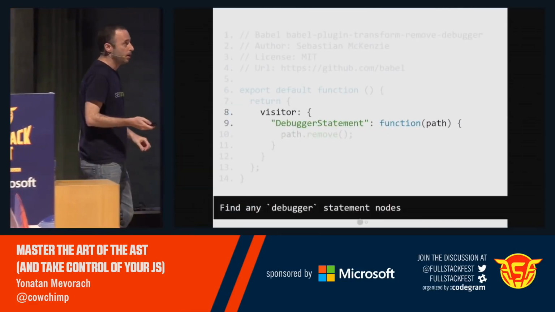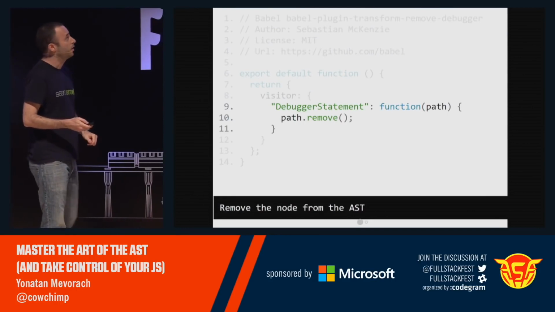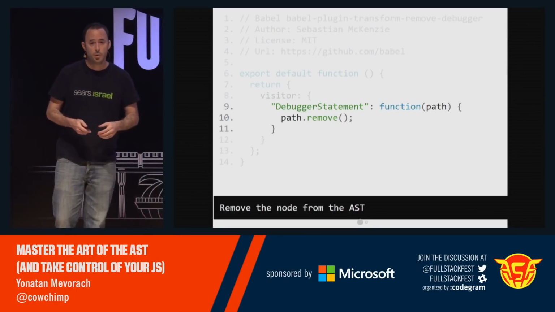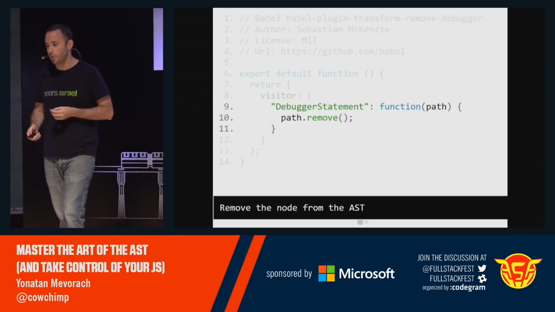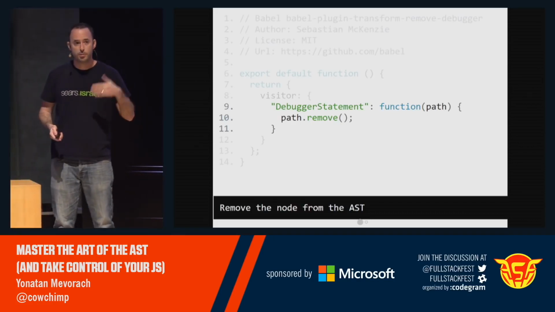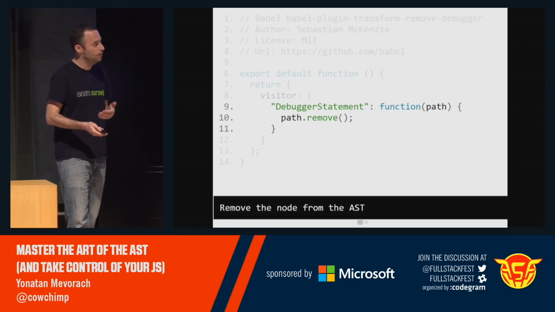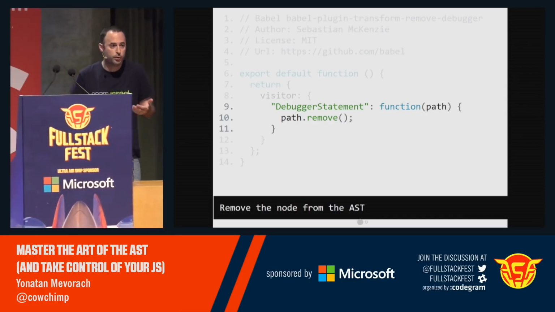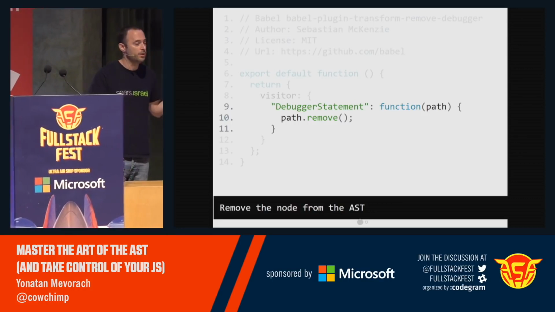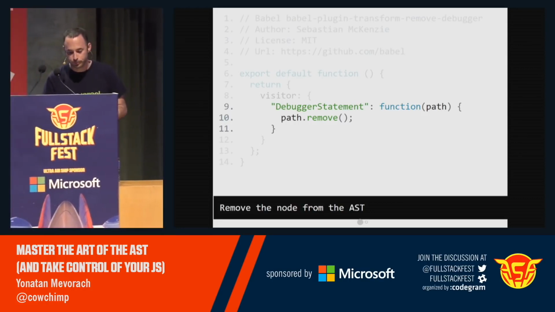And for any debugger statement in my code, I can call path.remove, which is essentially modifying and manipulating the AST and removing that node from the code. Of course, you can apply some custom logic here, do some other conditional checks. But for our example, if we find a debugger statement, we just want to get rid of it completely regardless.